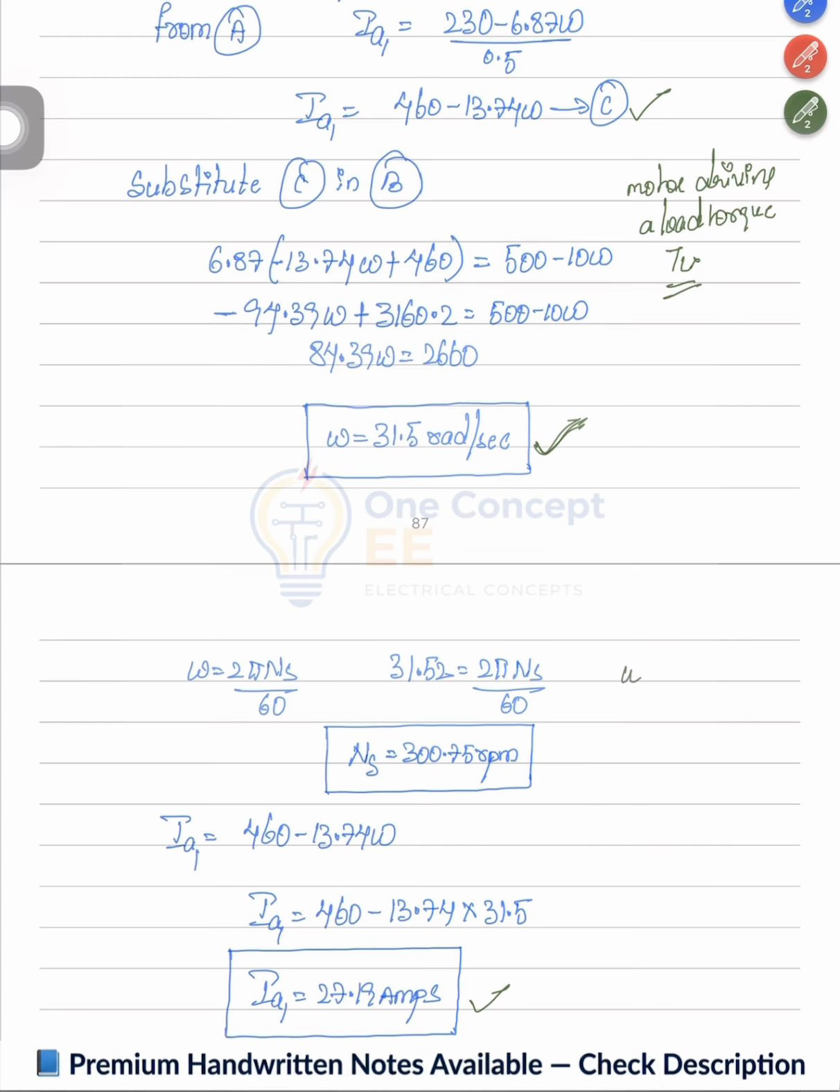We already know omega equal to 2 pi Ns by 60. If you want to find the speed in rpm, substituting 31.5 equal to 2 pi Ns by 60 and calculating, I got Ns equal to 300.75 rpm.